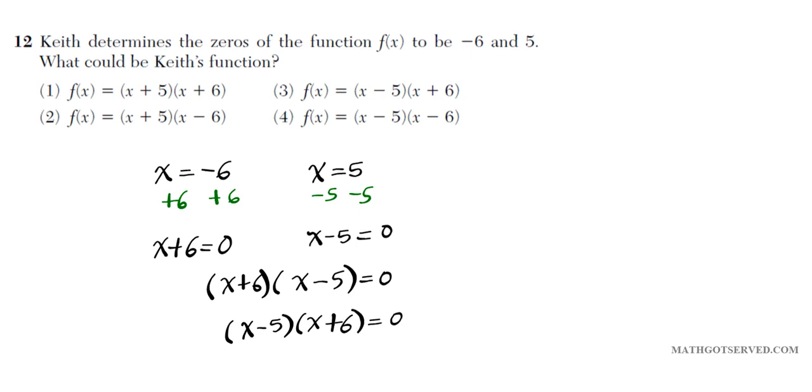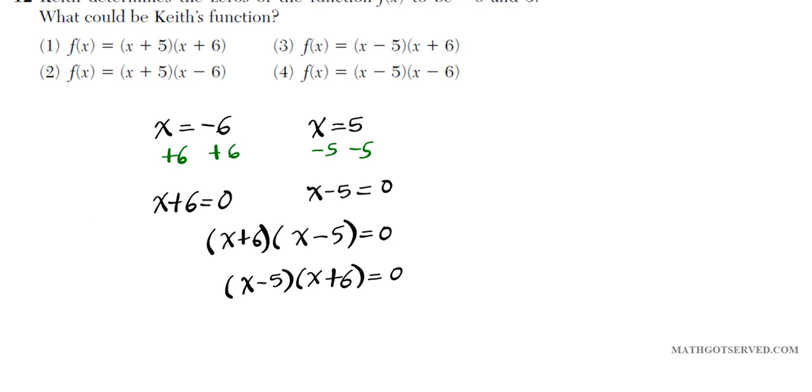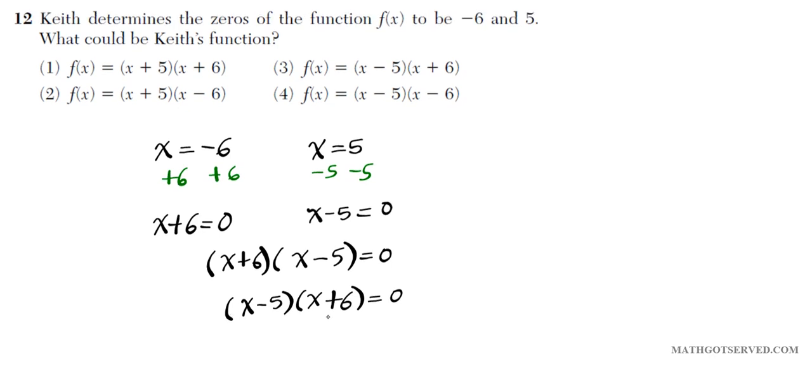Okay, now this is the equation form. If we want to write it as a function, we just simply set this product of factors to f of x. So we have f of x equals x minus 5 times x plus 6. This is a function with zeros, negative 6 and 5. And as you can clearly see, our answer is option number 3.